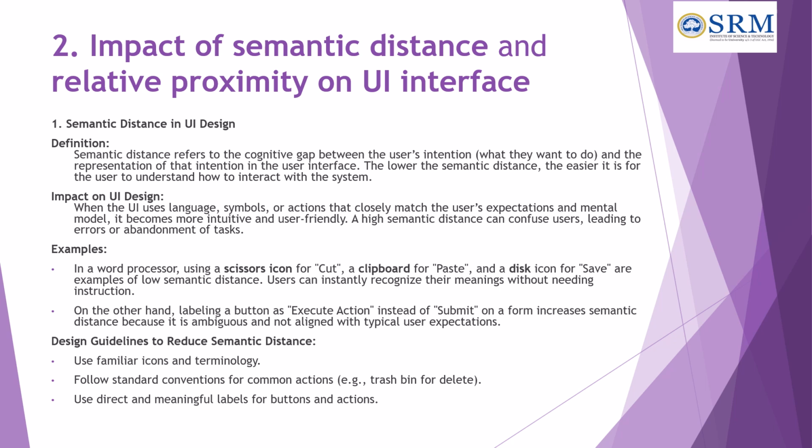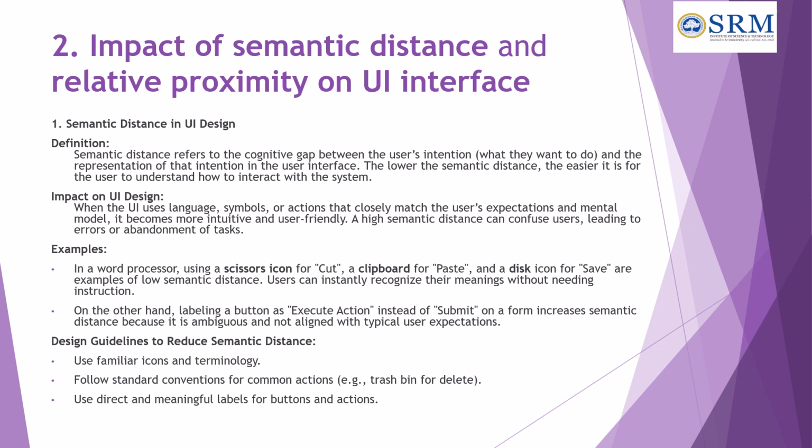Topic: impact of semantic distance and relative proximity on UI interface. In UI interface design, the semantic distance and relative proximity play crucial roles in enhancing usability. Semantic distance refers to the gap between what a user wants to do and how that intention is represented in the interface. A low semantic distance means that the interface uses familiar symbols, labels, and actions that align with the user's mental model. For example, a scissors icon clearly representing cut. When semantic distance is low, users can quickly understand and use the system.